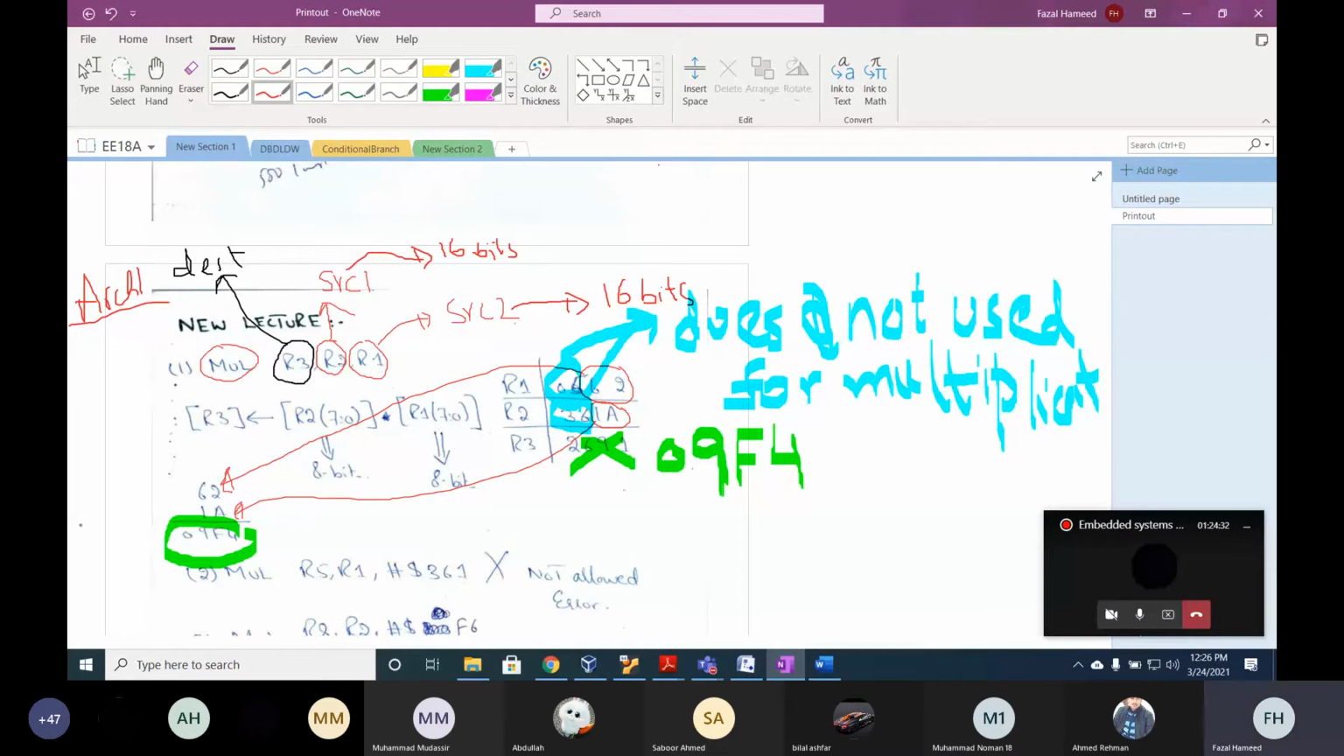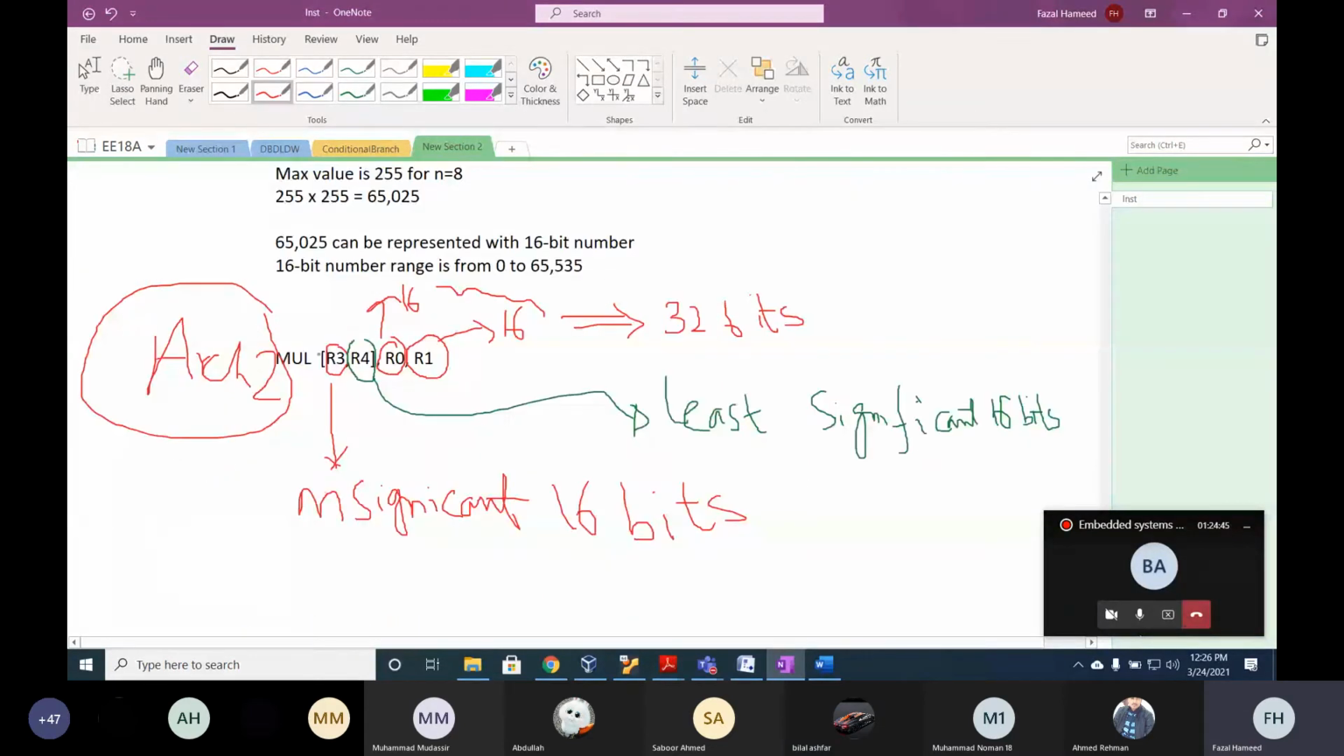I'm asking you a question. Sir, architecture 1 is for 8 bits. Yes, 8 bits. So architecture 1 is supporting an 8-bit multiplication. Now if we look at architecture 2, is this architecture supporting 16-bit multiplication or 8-bit multiplication? 16-bit multiplication. And maybe there is an architecture that does not support the multiply instruction at all. Got my point?